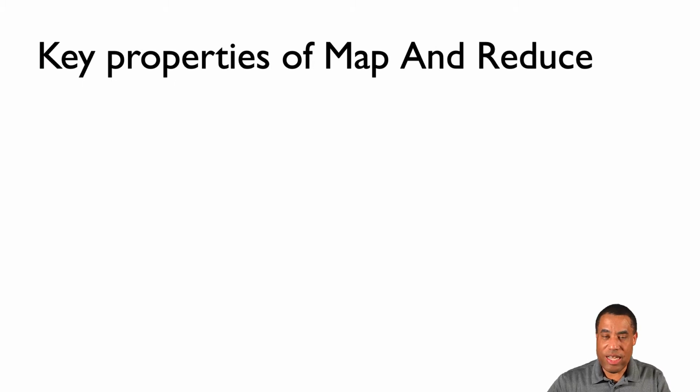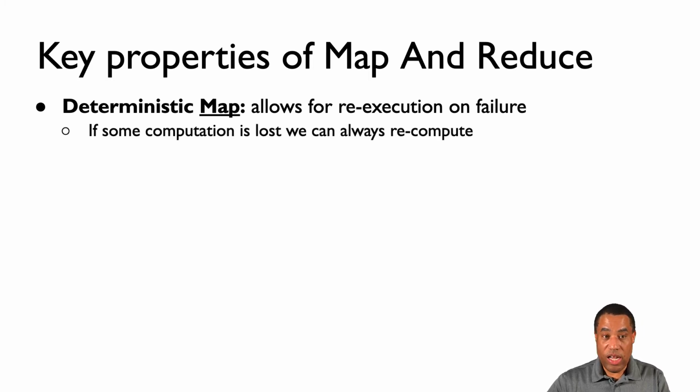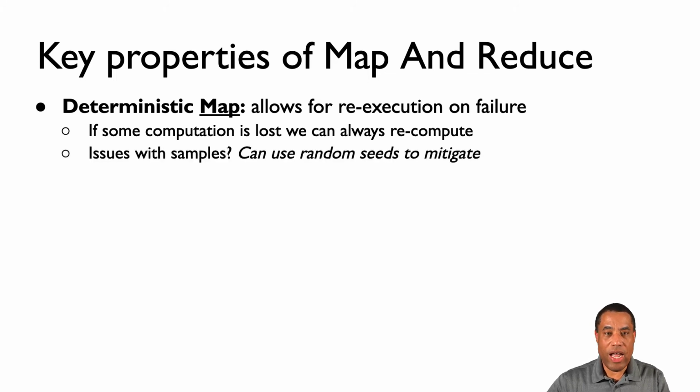Okay, so let's dig down into that a little bit more. It has to be deterministic for our map, which means that we can re-execute a map if there's a failure. Given a set of input, we will always get the same output when we apply the map function. So if a computation fails or is lost for some reason, we can always just recompute. But what if we have samples? Well, a solution is to use random seeds and to record the random seed. If we record the random seed, then we can sample again with the same sample chosen randomly because the seed is recorded, and we'll get the same result.